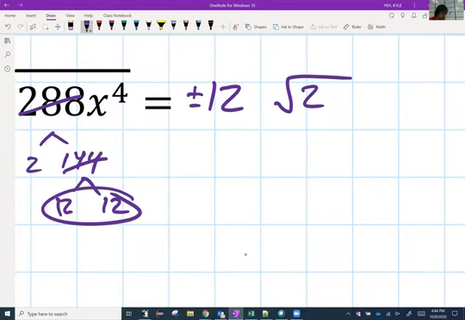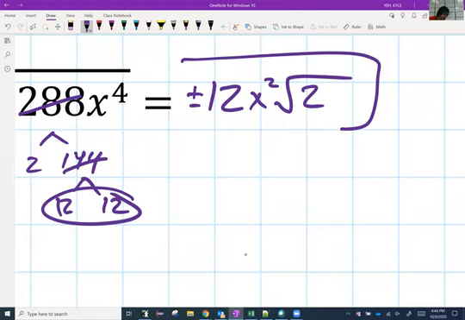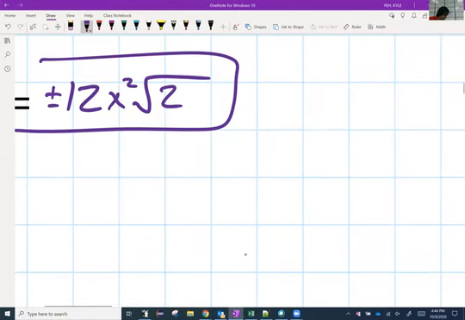And x to the 4th. There are 4 x's. I'm looking for pairs. Here's a pair. There's a pair. I have 2 pairs of x's, so I can pull out 2 x's. Nothing left over. Plus or minus 12x squared root 2. Finally, last one of these.